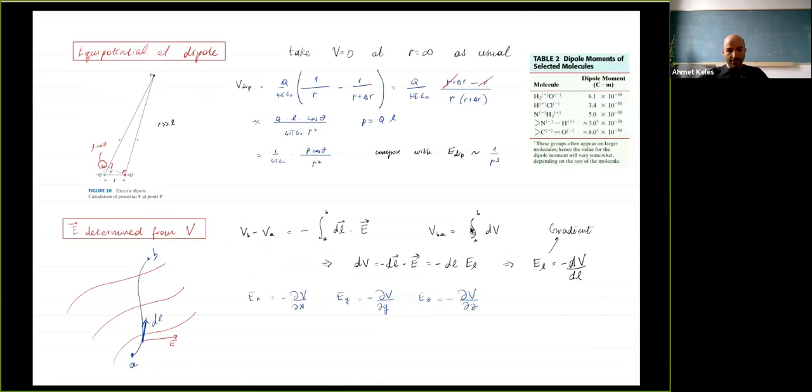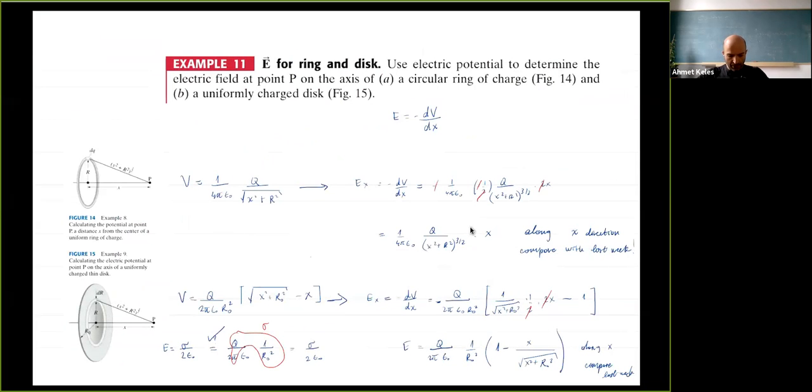We calculated the electric potential of a single dipole, and we found something like this. And we compared it with the electric field of a dipole, which was going with 1 over r cube. And finally, we said we could determine the electric field from electric potential by simply taking the derivatives. So if you calculated V, each component of electric field can be calculated by taking the derivative along that component. And we showed it with our examples for ring and disk.